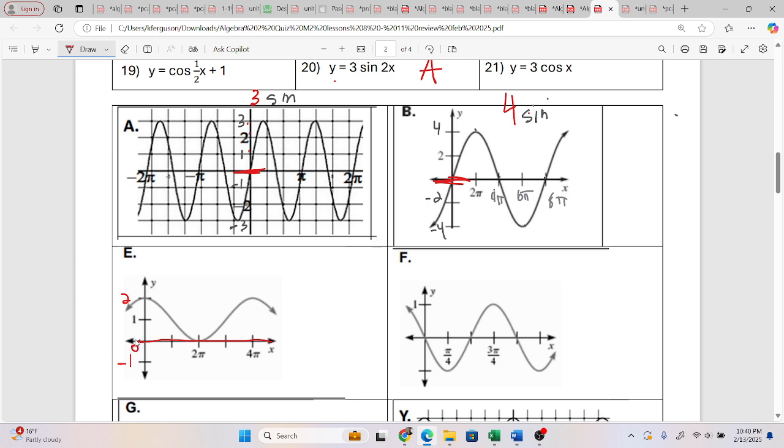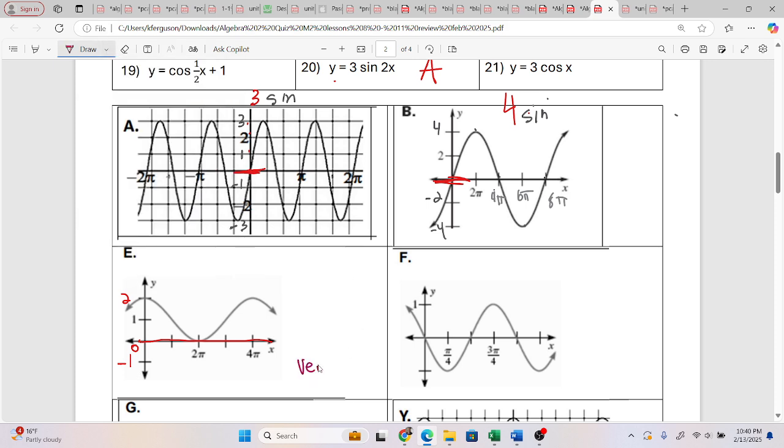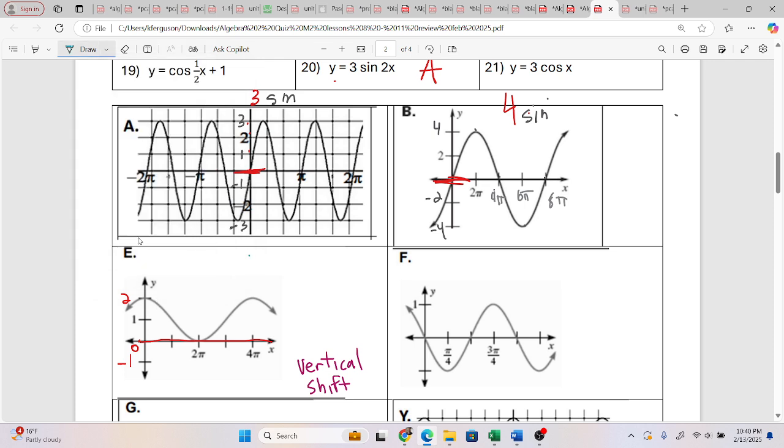So my high point and my low point are not opposites. That definitely tells me, from what me and Penny were talking about the other day, that it is pushing me in the direction that there's a vertical shift. Okay, so let's figure out what kind of vertical shift. Well, I'm looking at this graph.